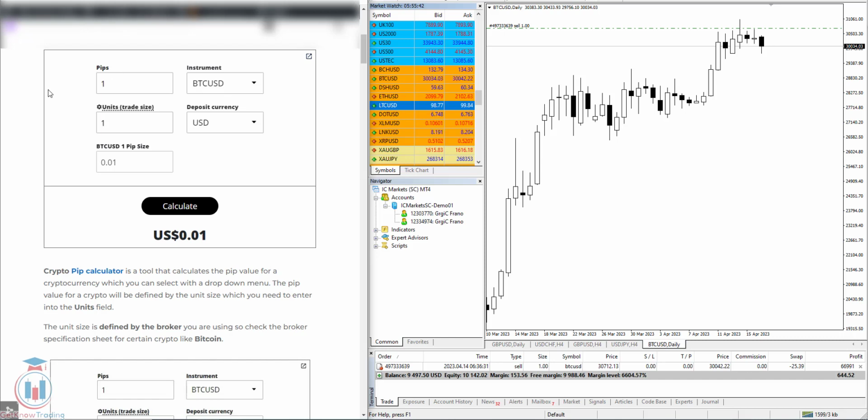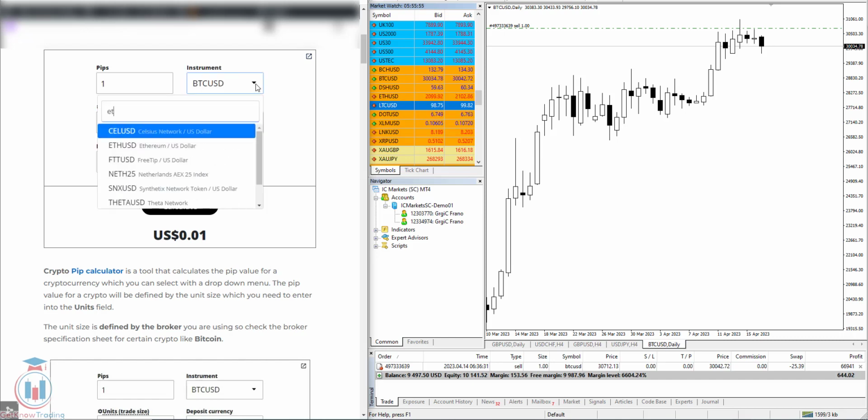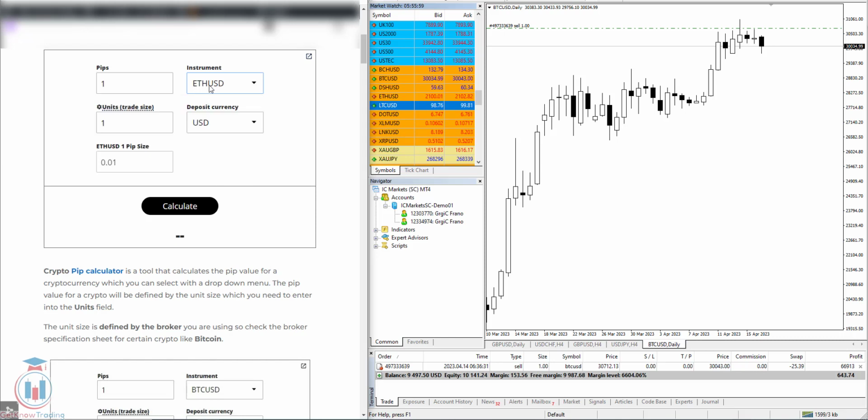On the left side you can see this pip calculator where you need to enter the number of pips and then select the instrument, where I have put currently Bitcoin against US, but you can also change to any other. For example, if you want to use Ethereum, then you can use this one. Just simply type it and select it.